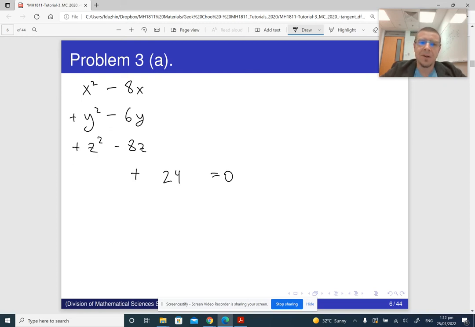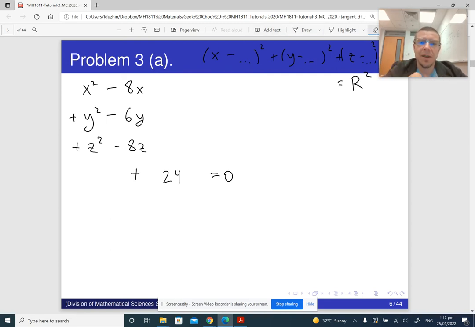Now, why did I rearrange it and how do I see a sphere, right? The equation of a sphere looks like this. So x minus something squared plus y minus something squared plus z minus something squared equals r squared, right? So now basically I have this part here and minus 8x. What I need to do is complete the square, right?